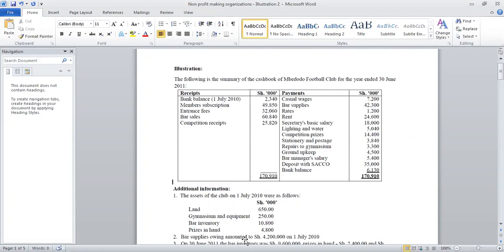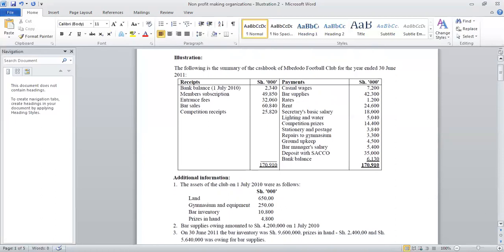and credit. And I want to remind you that in the receipts and payment account, we only record the cash items, cash received and cash paid, either in hand or using the checks. We don't record anything on credit here.